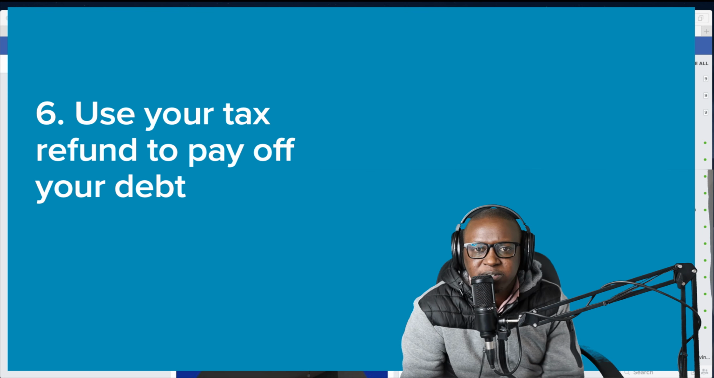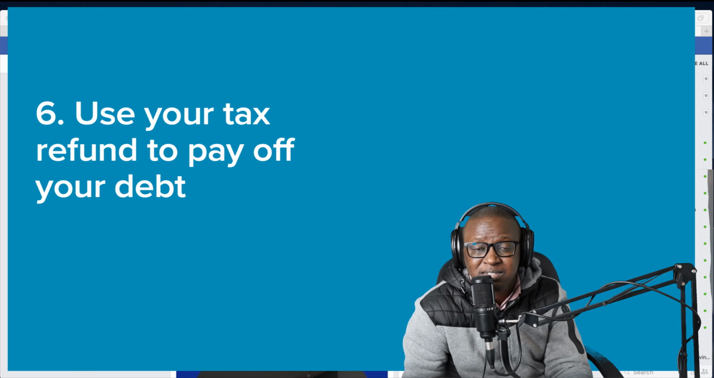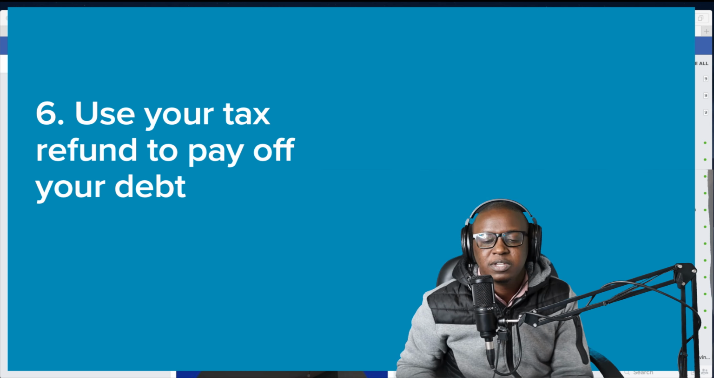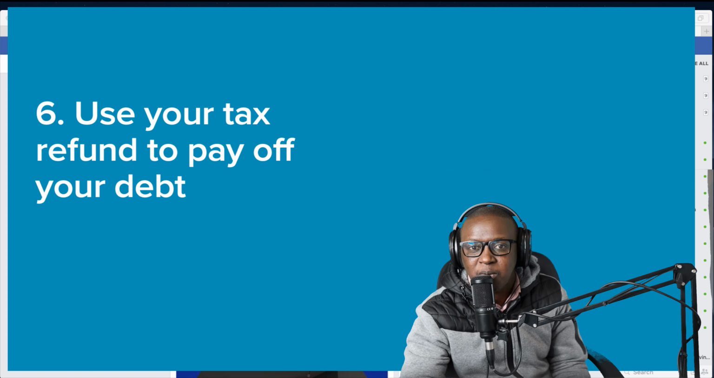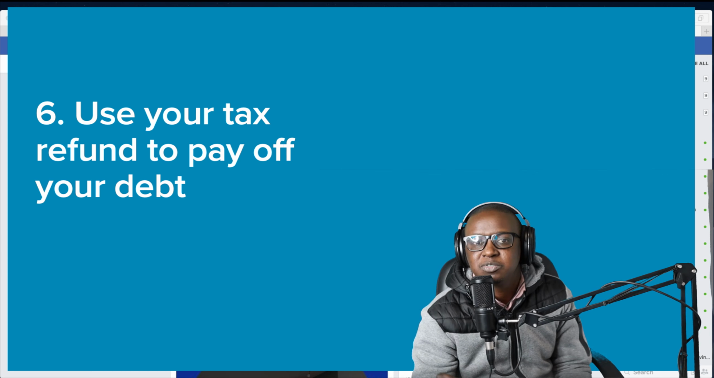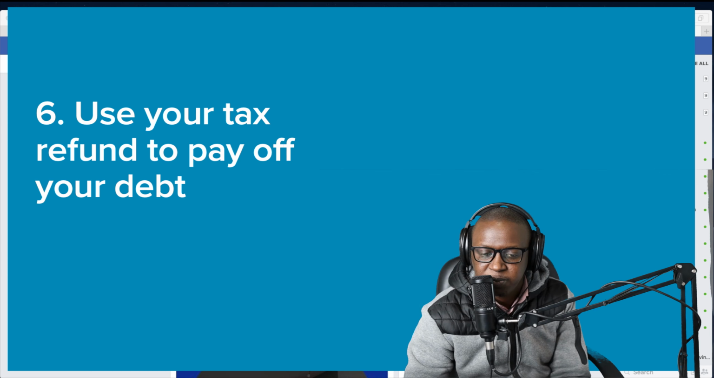Maybe pay towards your credit card, for example, because remember, credit card in most cases has the highest interest rate, usually between 18 to 22%. So if you get a tax refund, since you didn't expect how much you're going to earn, take that money and put it towards your credit card. Use your tax refund to pay off your debt.